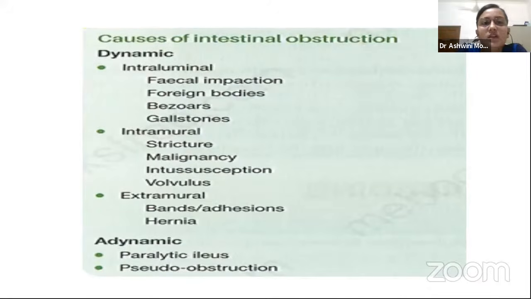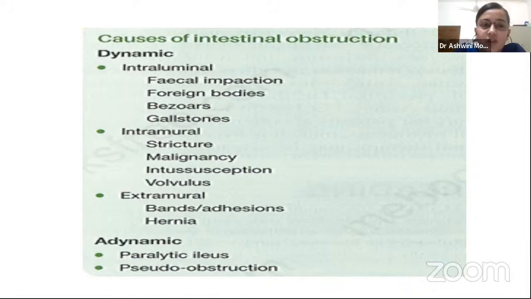So there are different causes of dynamic and adynamic obstruction. In dynamic, we can divide it into intraluminal, intramural, and extramural. What is intraluminal? If there is something inside the lumen of a bowel which is obstructing the food content from going ahead, that is intraluminal. That can be fecal impaction or any foreign body or bezoar. That can be a trichobezoar or a gallstone.